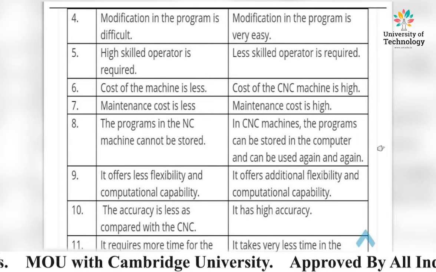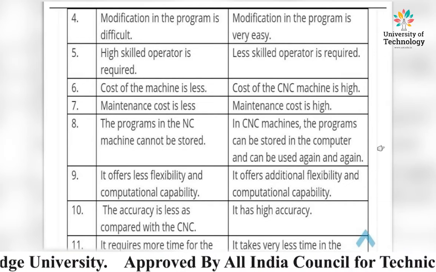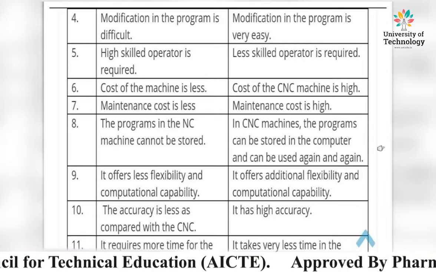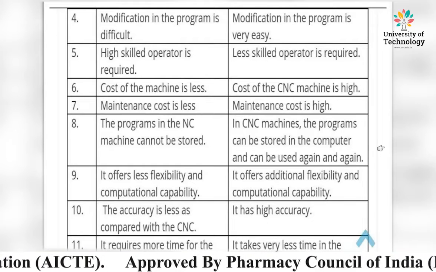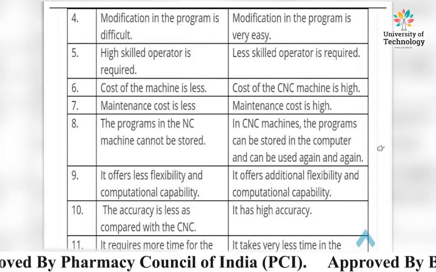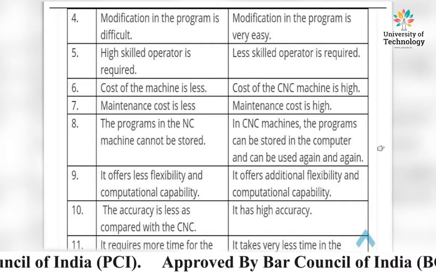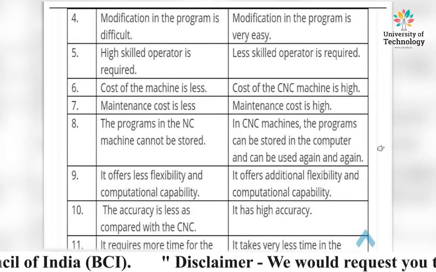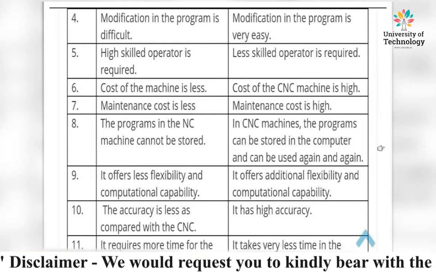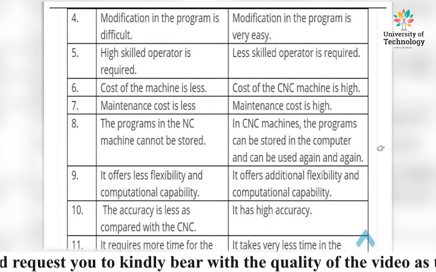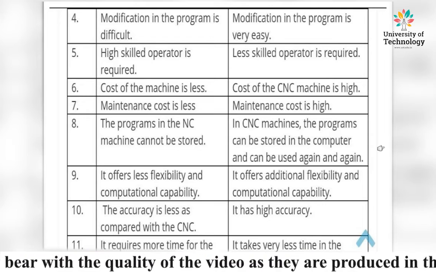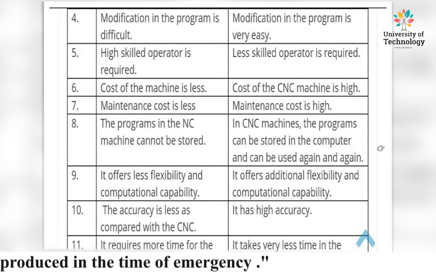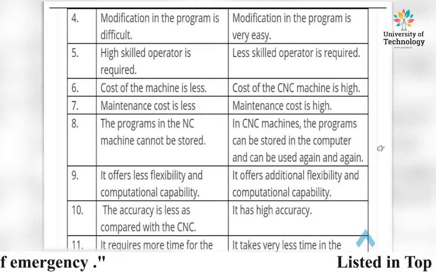The sixth difference is the cost of the machine: the cost of an NC machine is less, and the cost of a CNC machine is high compared to NC machines. Maintenance cost is less for NC machines, while maintenance cost is high for CNC machines. The programs in an NC machine cannot be stored, but in CNC machines the programs can be stored in the computer and used again and again as per requirement.